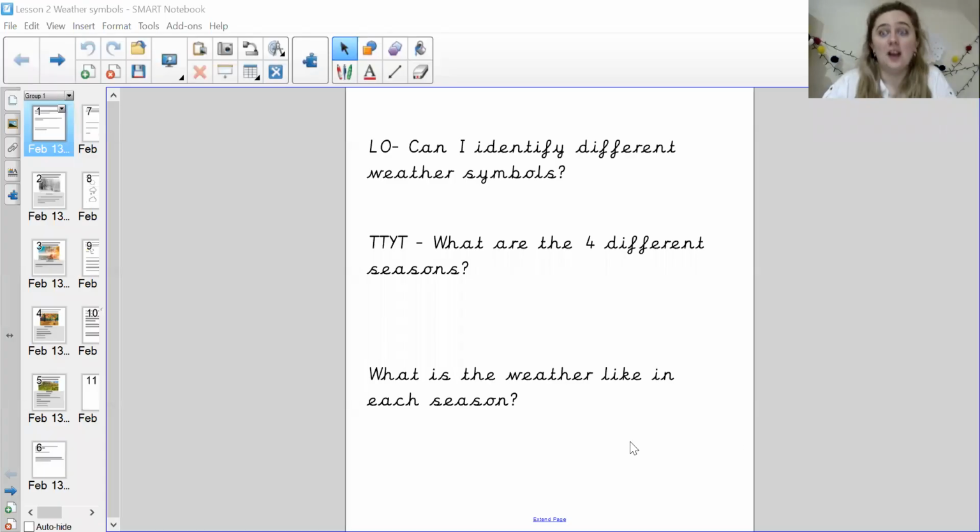There we go. Okay, today in science, now yesterday we did the cold task, didn't we? Today we need to learn what the different weather symbols mean. Okay, so our learning objective is, can I identify different weather symbols?